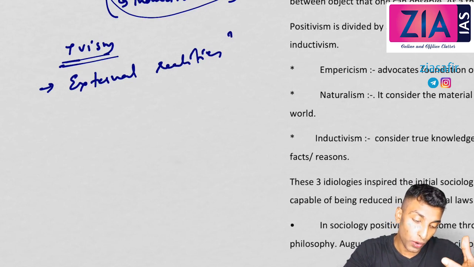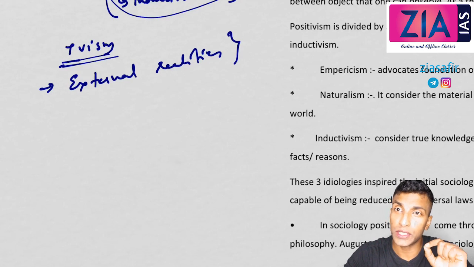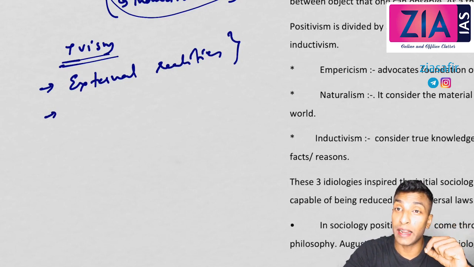Okay, so you should study only those items which could be quantified, which could be observed, which are external, not internal, because you can't quantify that. So that is the first and most important element of positivism in sociology. Second one, you should be using scientific methods.